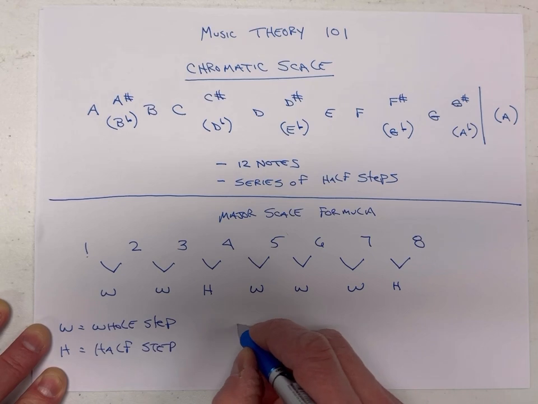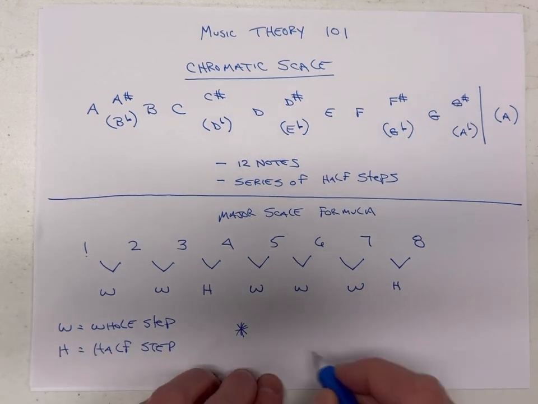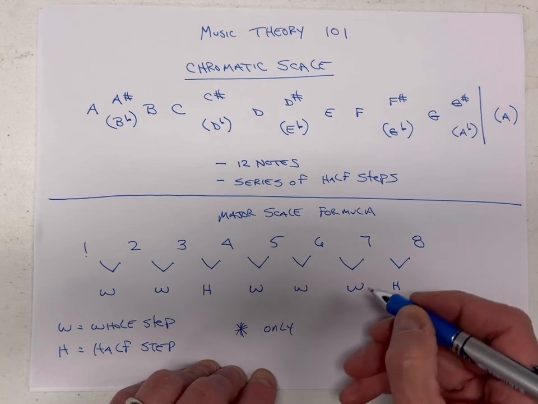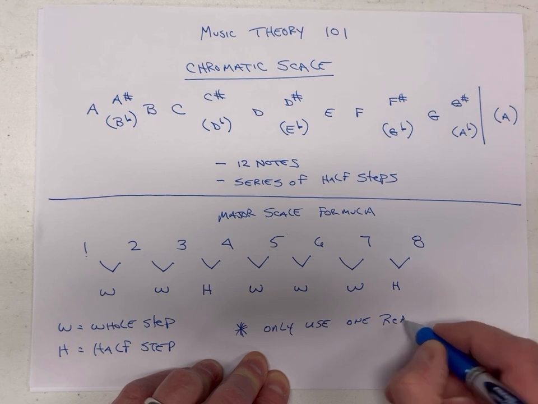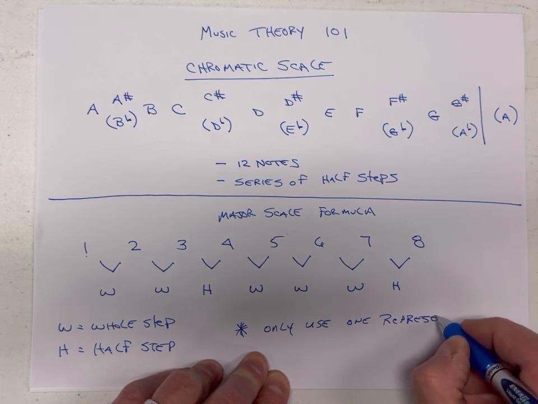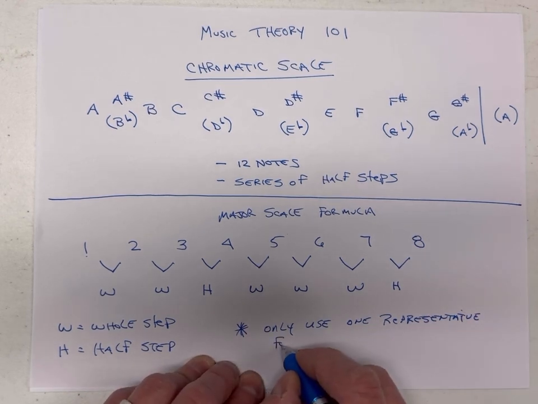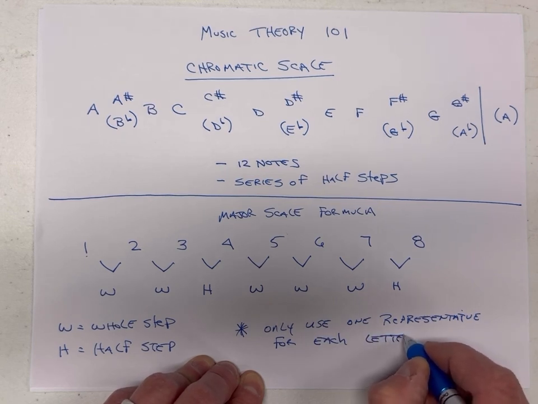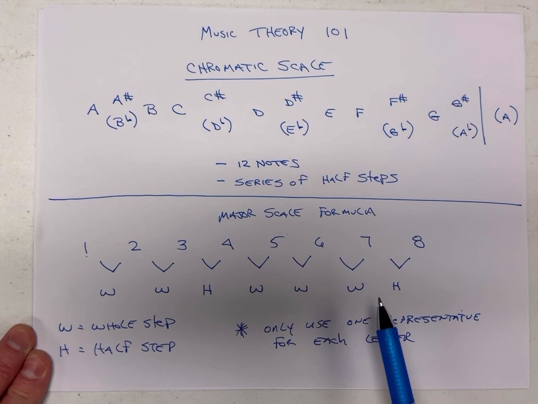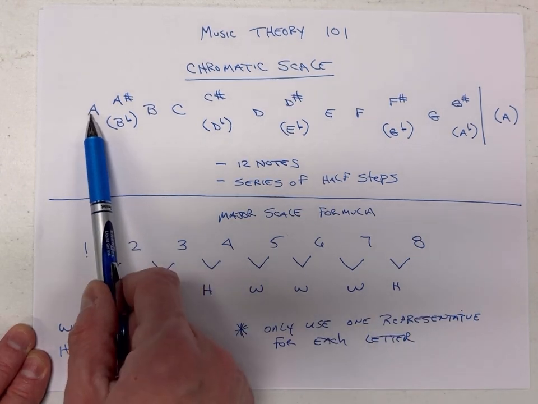An important thing that I need to make sure, I'm going to put a star on here because it's going to lead into the next lesson that we're going to do. Whenever you're building a scale, it is really important that you only ever use one representative for each letter. And what I mean by that is that if you get to a section in the scale when you're building your scale, let's say that you're right here and you are going from an A note and it's a half step, like you would see right here.